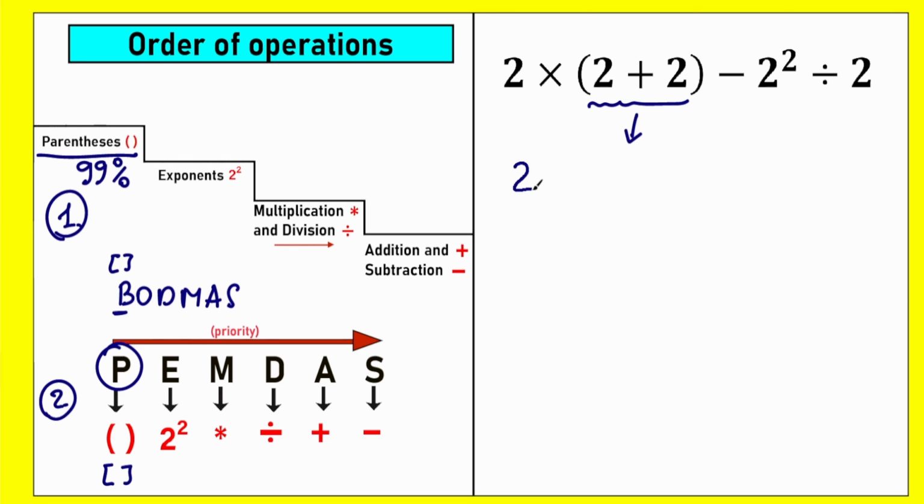So as a result, let's rewrite the expression that we have. So we have 2 times, inside parentheses we have 2 plus 2 equal to 4, and we have minus 2 squared and divided by 2. And my recommendation, my tip to you: try not to jump and try not to solve this question with the chaotic method. Just do one step at once.